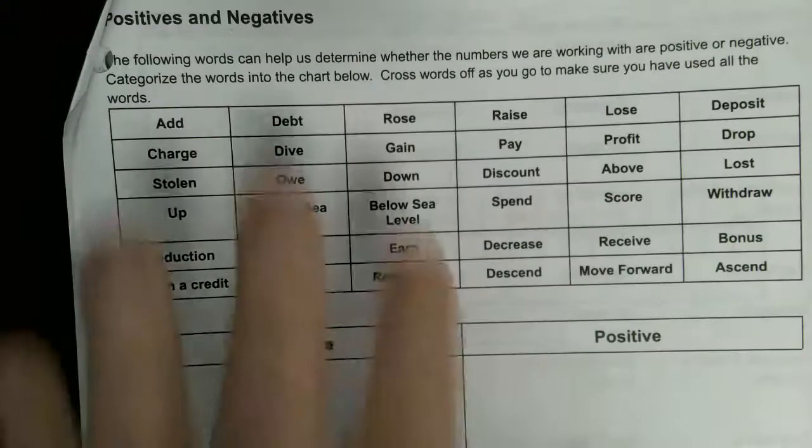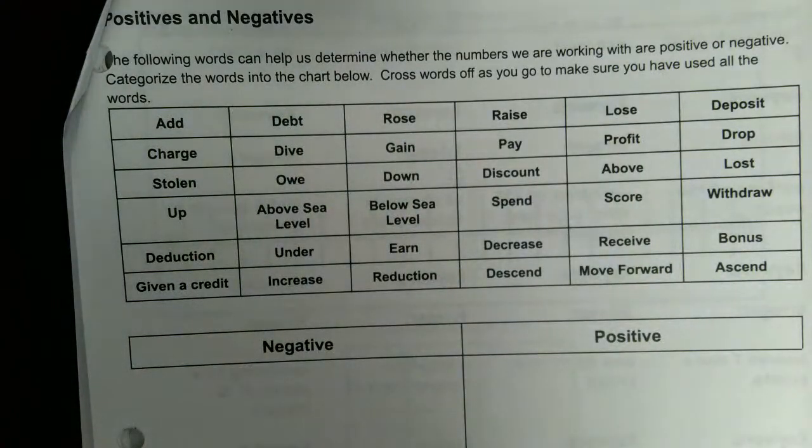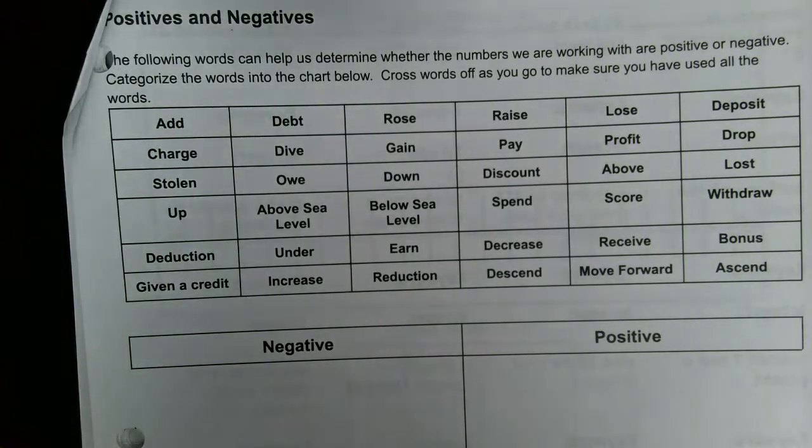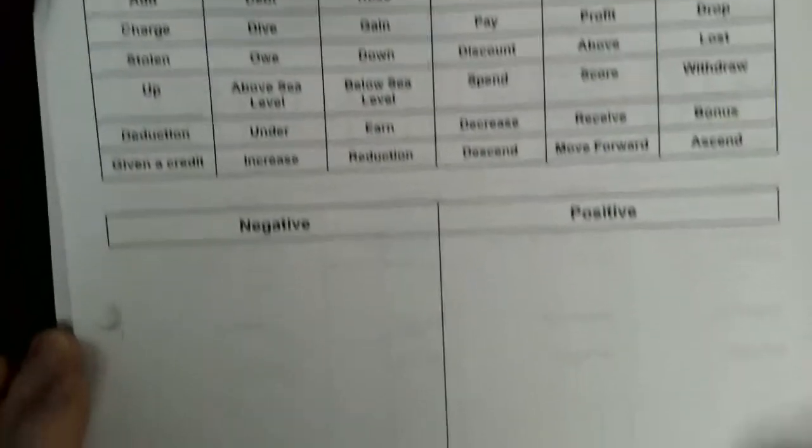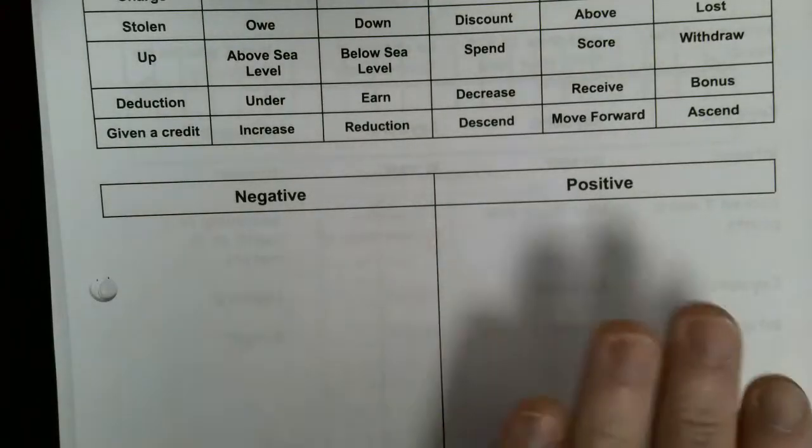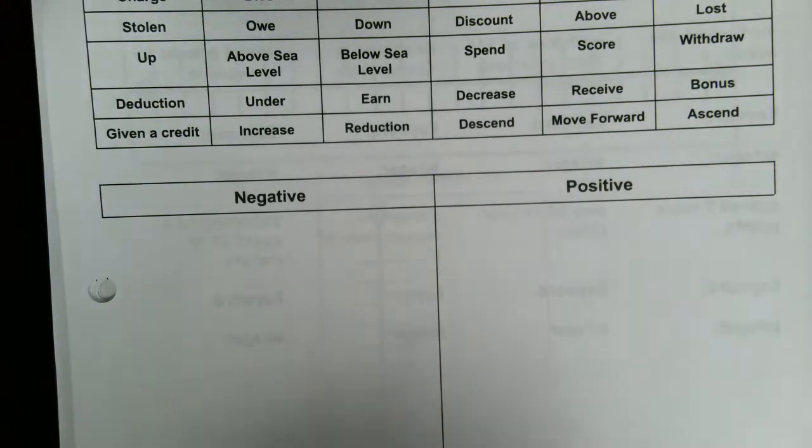It says the following words can help us determine whether numbers we are working with are positive or negative. Categorize the words into the chart below. Cross words off as you go to make sure you have used all the words. That's a great tip. So you can see here there's a category for negative, there's a category for positive. Some words that we will use in this unit will indicate a negative integer. Some words will indicate a positive integer.